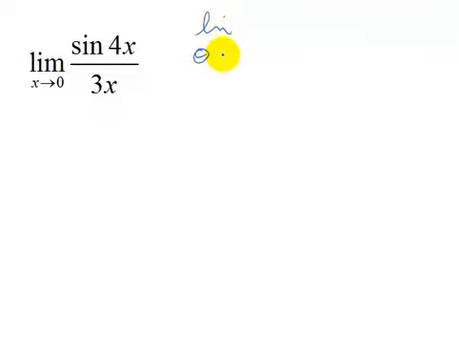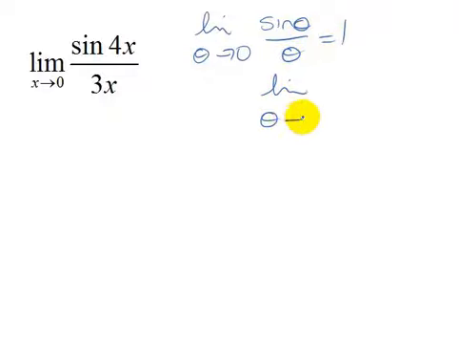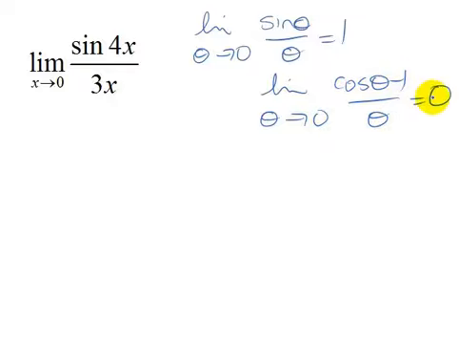We know that the limit as theta approaches 0 of sine theta over theta is 1, and we also know the limit as theta approaches 0 of cosine theta minus 1 over theta equals 0. So in order to work this limit, we're going to need to utilize these.